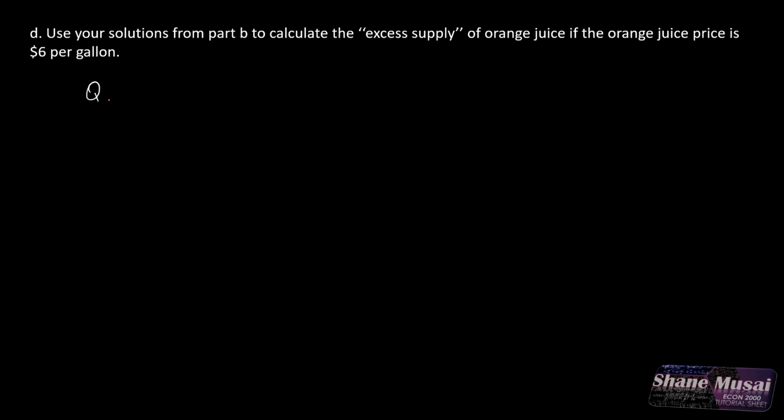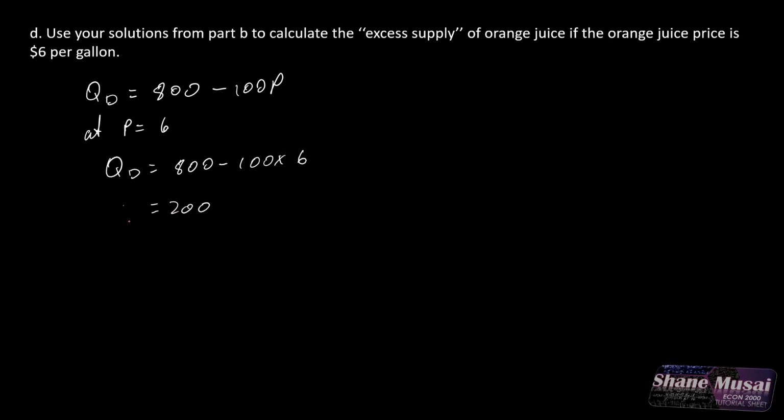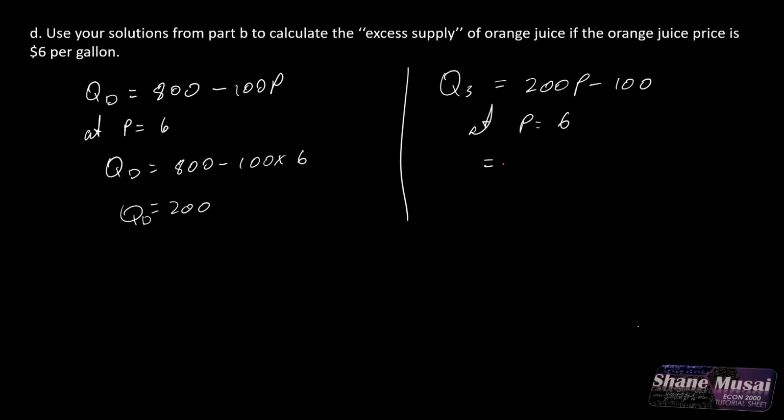And so we'll write our quantity demand equation. At price equals 6, your quantity demanded will be 800 minus 100 times 6, which is just equal to 200. Again, this is 200 million gallons of orange juice. And your quantity supplied function was 200p minus 100. So at price equals 6, this is equal to 200 times 6 minus 100, which is equal to 1100 million gallons of orange juice.